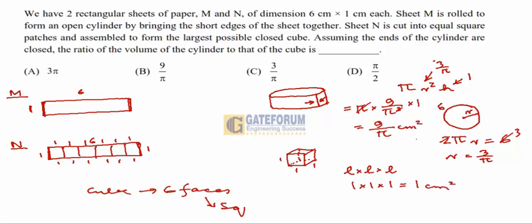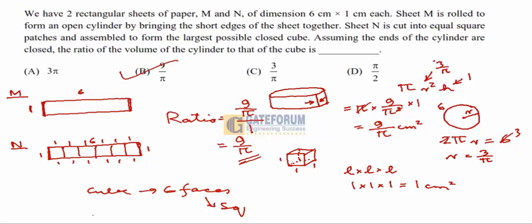This is also square centimeter. So they have asked you the ratio of the volume of cylinder to that of the cube. So we will say that the ratio is 9 by pi divided by 1. That is equal to 9 by pi itself. And we will take this one, which is the correct option.